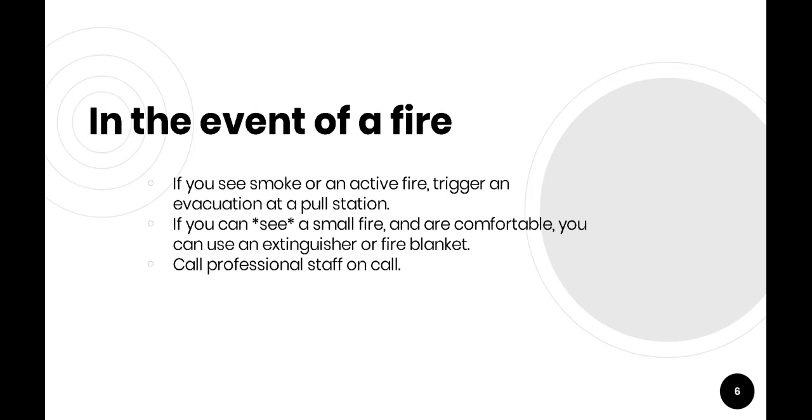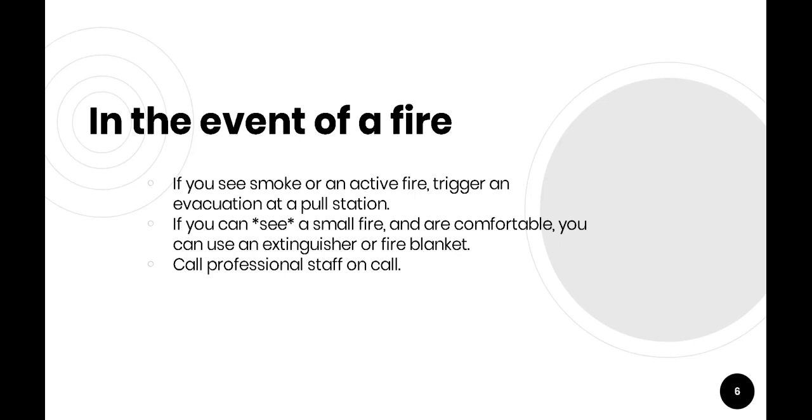So if you see smoke or an active fire, trigger an evacuation at a pull station. Those are the red boxes with the levers on them that say pull, and there's always one located near any exit. If you can see a small fire and are comfortable, you can use an extinguisher or a fire blanket to try and put it out. And we'll be going through fire extinguisher and fire blanket training hopefully in the fall when you're here in August. But that's only if you see a small fire.